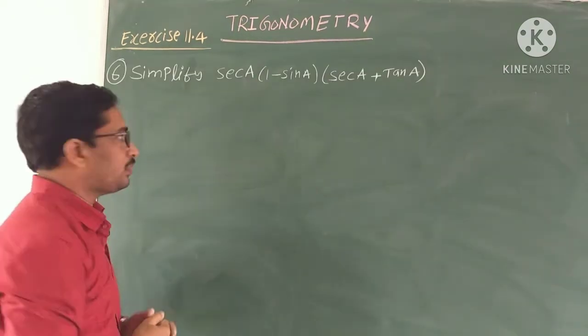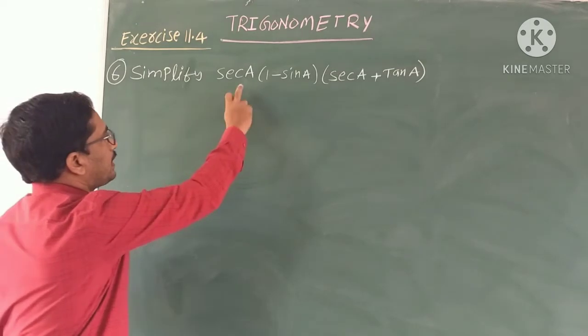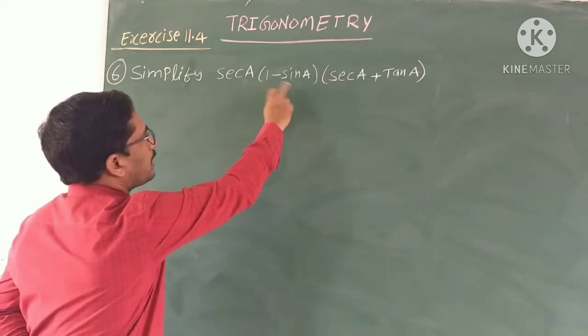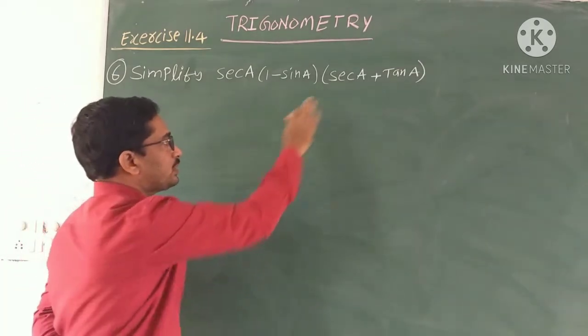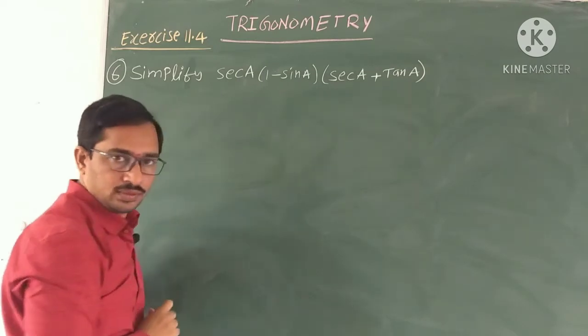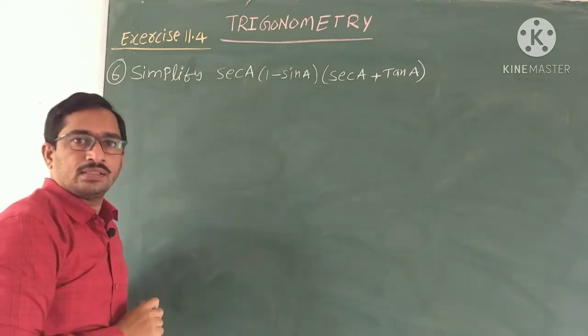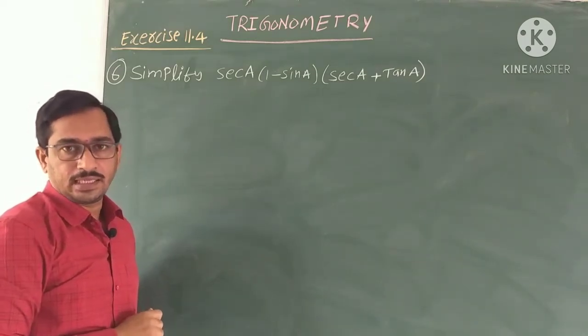Now see the sixth problem. Simplify sec a into (1 minus sin a) into (sec a plus tan a). So convert sec and tan in terms of sin and cos.